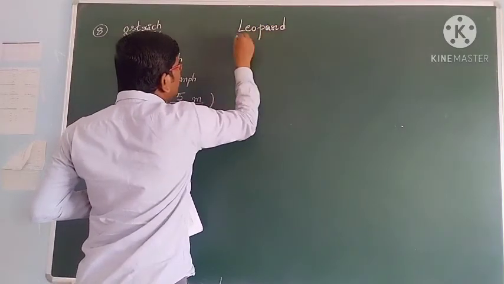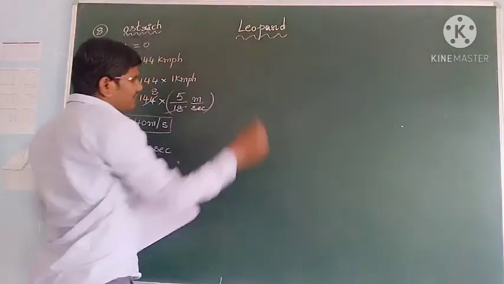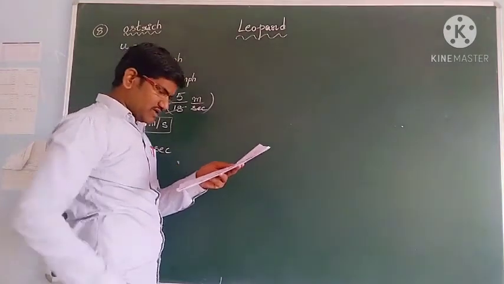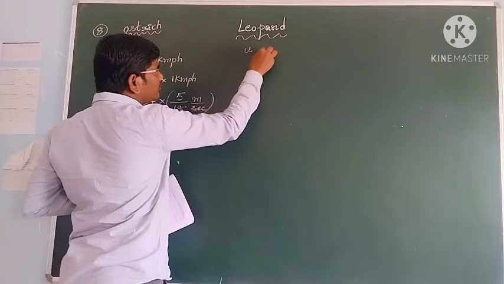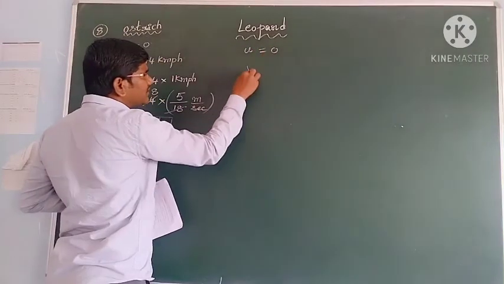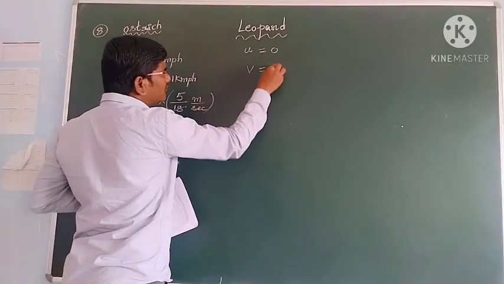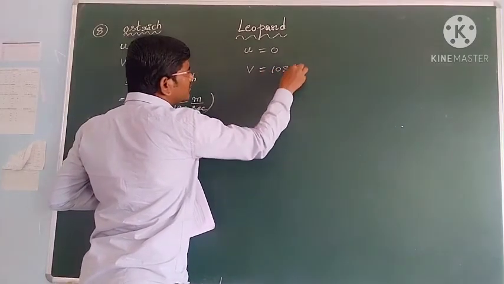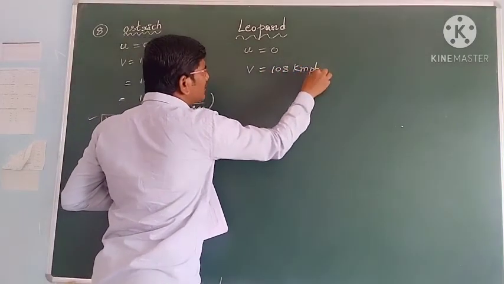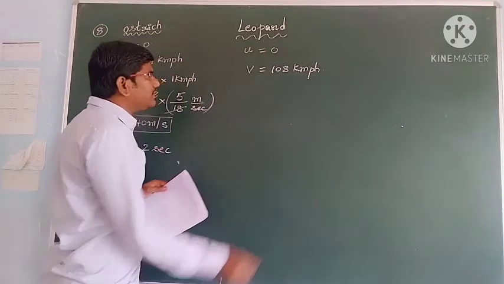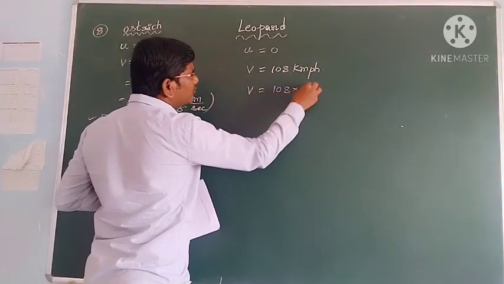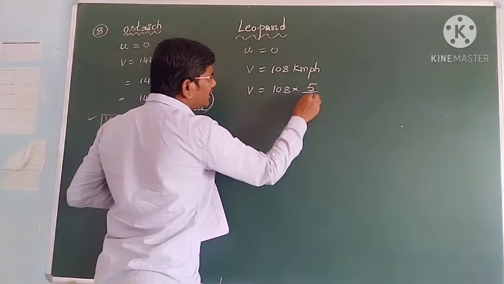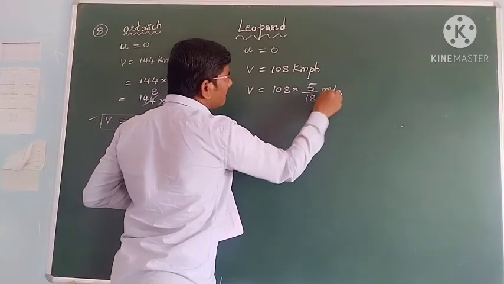So a leopard can acquire a velocity of 108. It also starts from rest and can acquire a velocity of 108 kilometer per hour. So then 108 into 5 by 18 meters per second.